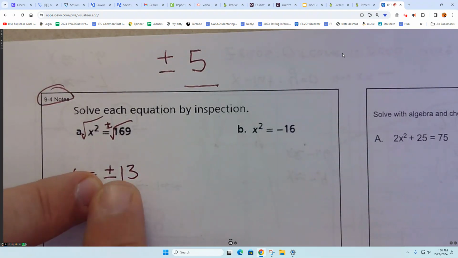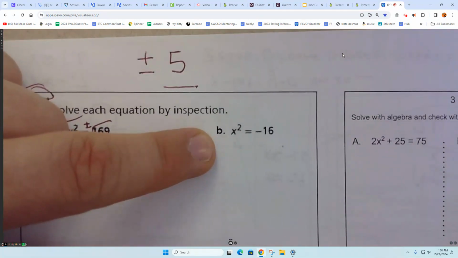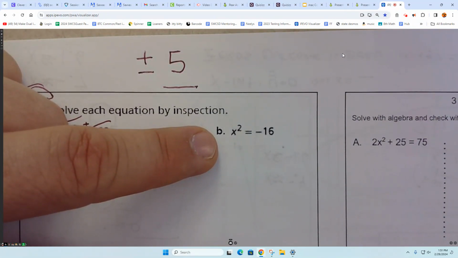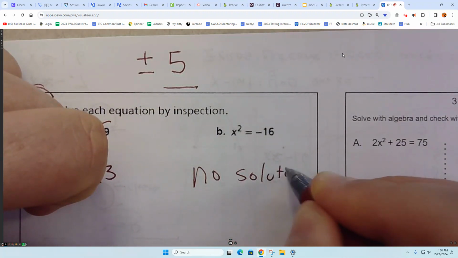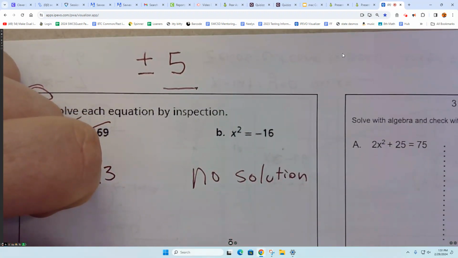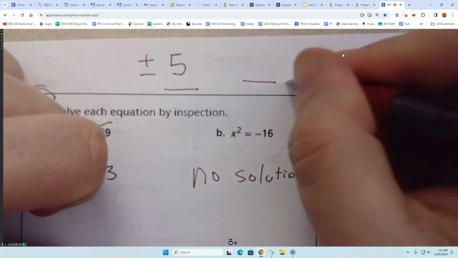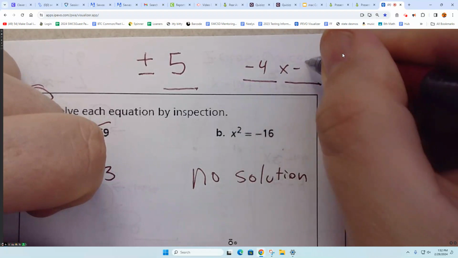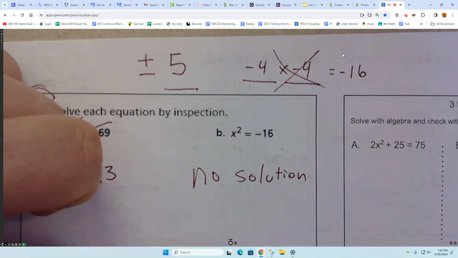Now, when we get over here, we might not get the same number. This one, what do I do first? Subtract 4. Wait, does it have to be a negative 4 and a positive 4? No, that's not possible. No solution. Because what number times itself equals negative 16? 4 times 4, negative 4 times negative 4. If it's ever negative, that doesn't work, does it? No. So it's no solution.